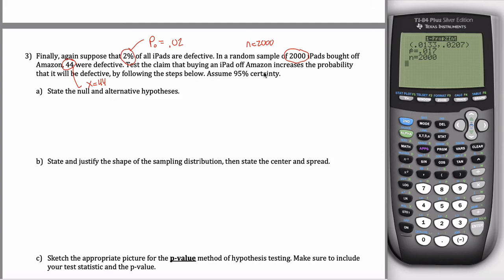Test the claim that buying an iPad off Amazon increases the probability that it will be defective by following the steps below. 95% certainty tells me that alpha is 5%. So the null and alternative hypotheses, these always compare p and p naught. p will always be the symbol p. p naught will always be a number given in the problem. Null hypothesis is always that those two things are equal. And for my alternative hypothesis, I either have a less than, greater than, or it does not equal sign. The word increases here is what clues me off that it's a greater than sign, and this is a right-tailed test. It's optional. You don't have to write that it's right-tailed, you just need all this stuff.